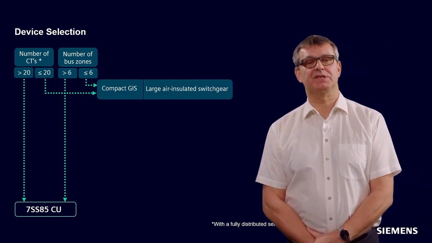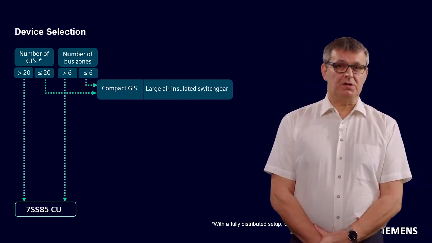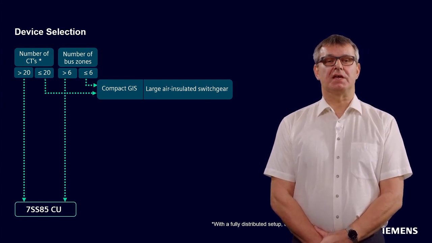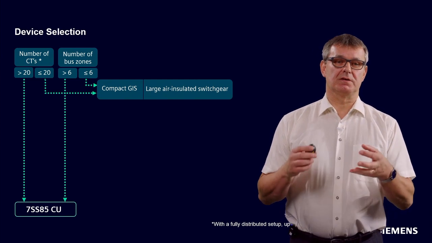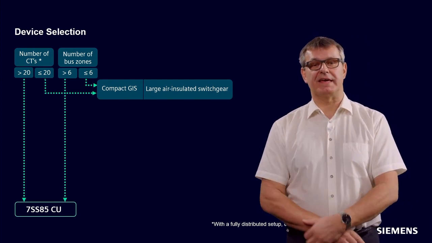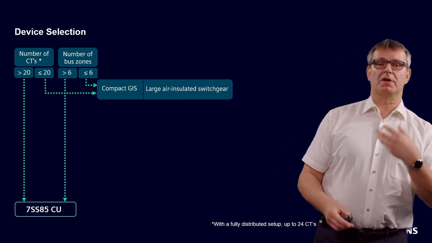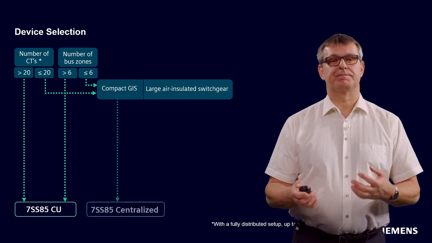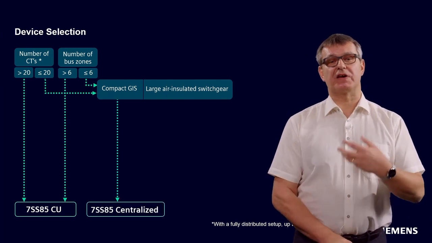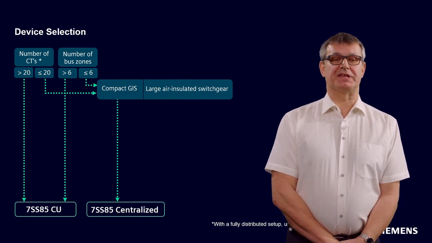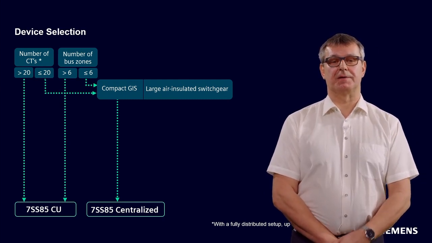Then next question. If you are below 20 CTs and below 6 zones, then you have to ask: is my substation a compact, small, gas-isolated substation, or do I have a large air-isolated switchgear? If we have a compact GIS, okay, we can deal with a centralized busbar protection approach.